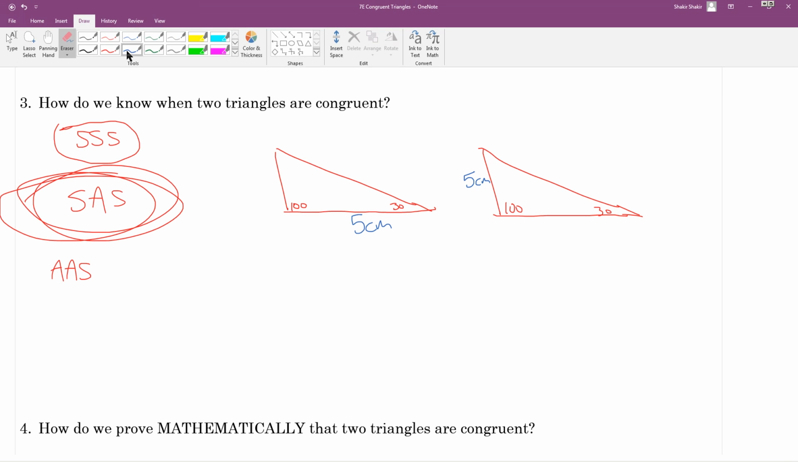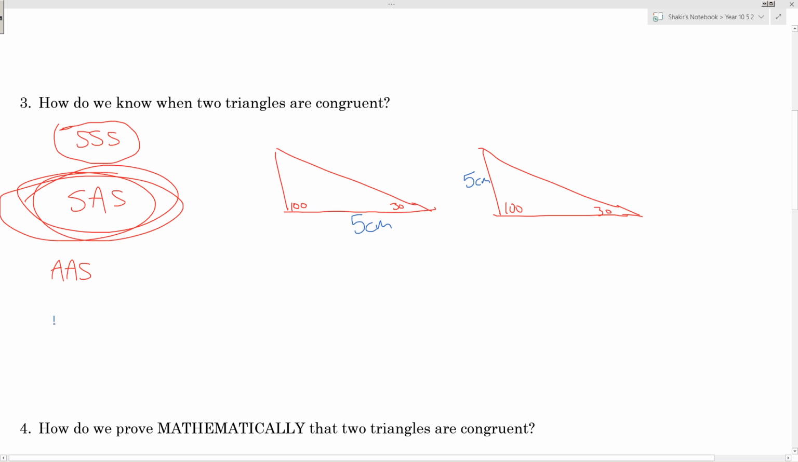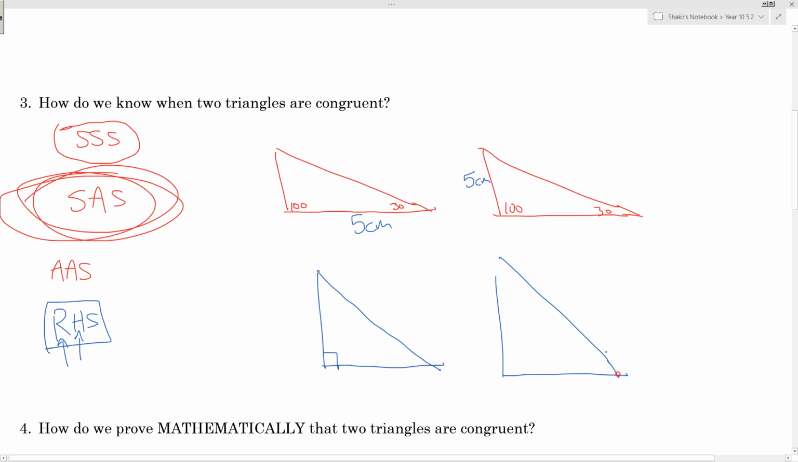The last test is the RHS test. The RHS test is a bit of an exception. It only applies to right-angled triangles. Right-angled triangle, that's what the R stands for. The H stands for the hypotenuse, and hopefully you remember what the hypotenuse is. It is the side opposite the 90-degree angle.